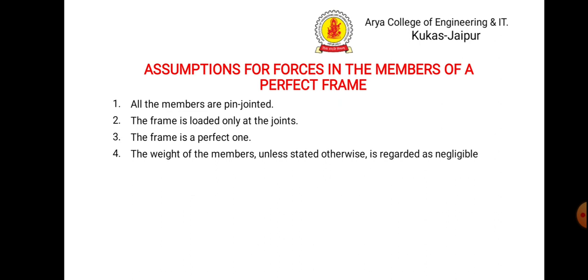There are some assumptions for forces in the members of a perfect frame. Number 1, all the members are pin jointed. Number 2, the frame is loaded only at the joints. Third one, the frame is a perfect one. And number 4, the self weight of the members is negligible unless it is given.